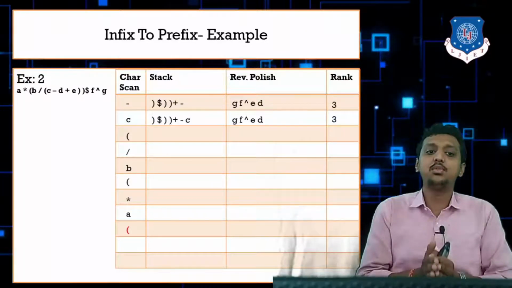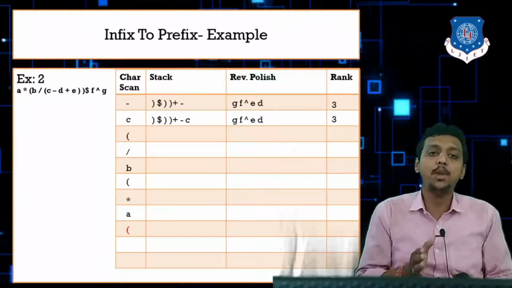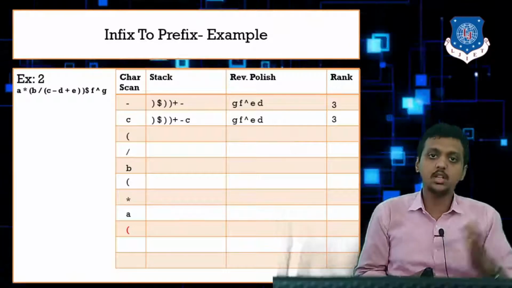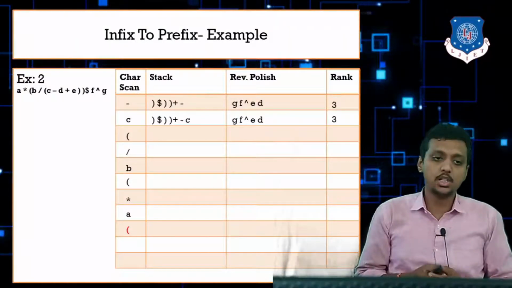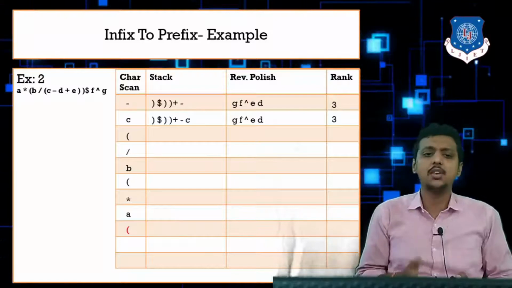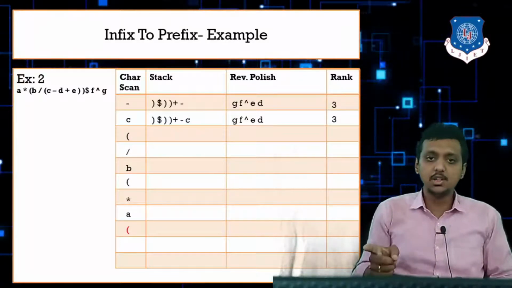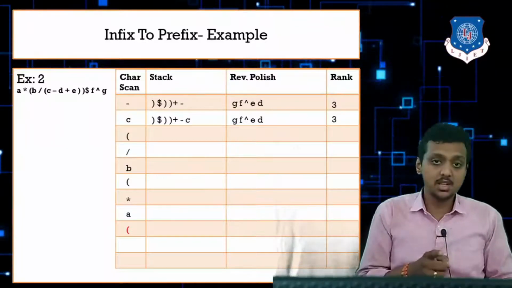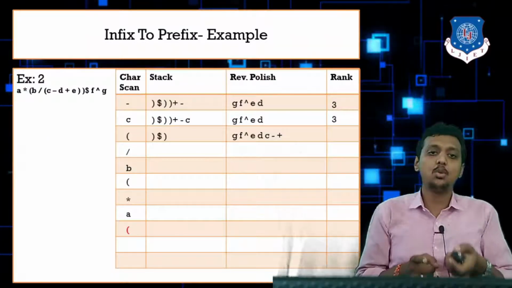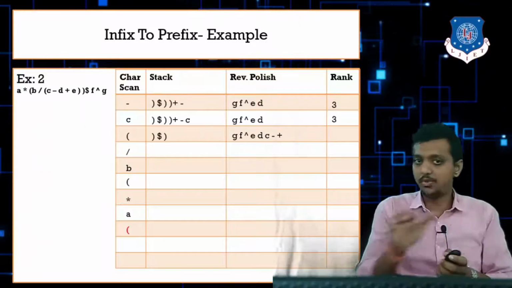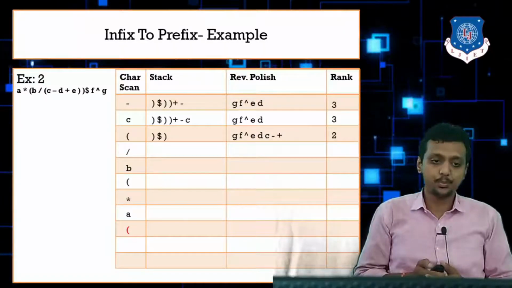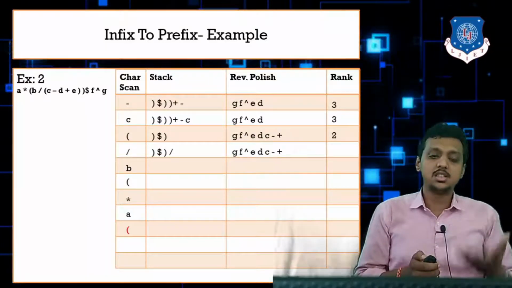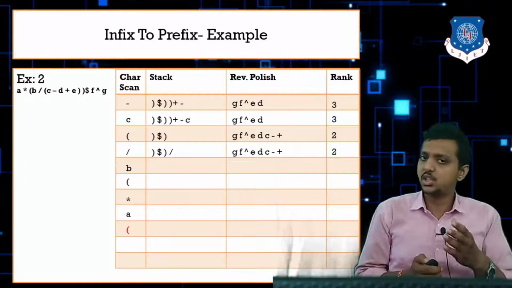Before that, you need to pop out each and every element before the first closing one and append it to the reverse polish. Before the first closing one, we have C minus plus. Appending to the reverse polish, we get GF caret ED C minus plus, and both opening and closing get cancelled out. My rank becomes 2. Again we get the division, so push division inside the stack, with reverse polish and rank as they are.